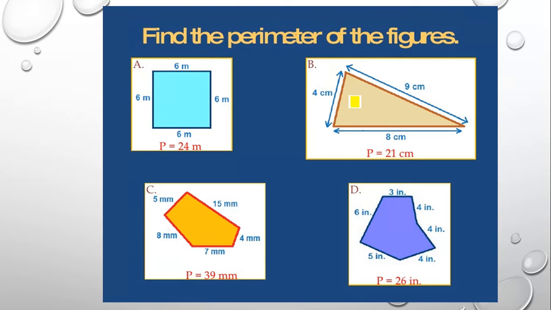Here in question B, 9 centimeter plus 8 plus 4 centimeter, that will come 21 centimeter. Now these two, C and D parts, are given irregular shapes, so that also you can easily calculate by adding the sum of all the sides.